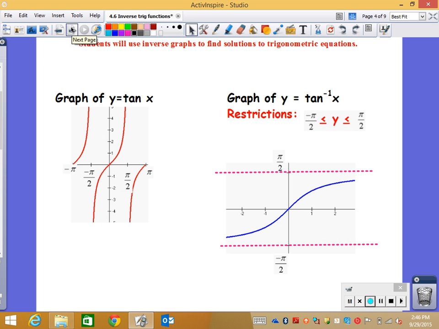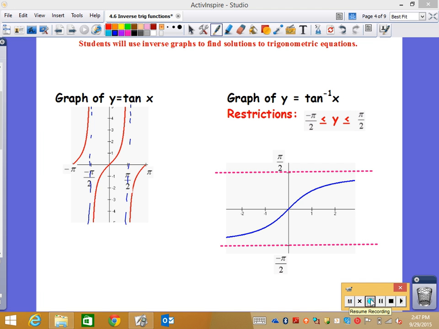Well, what about tangent? Tangent's a little bit different because it's not a continuous function like sine and cosine. Remember right away that I have these asymptotes here at negative pi over 2 and pi over 2. And then when we take the inverse of that, again, we can do the whole x-y flip-flop of points in order to graph the inverse, and we get something that looks a lot like this. Still kind of a disco function, only this time it's flipped.